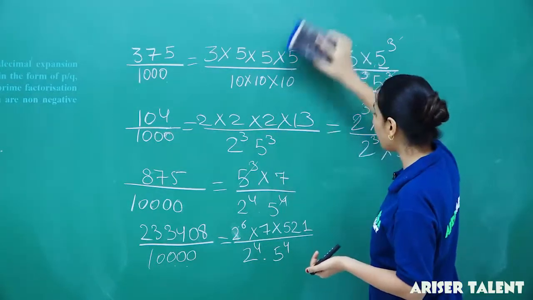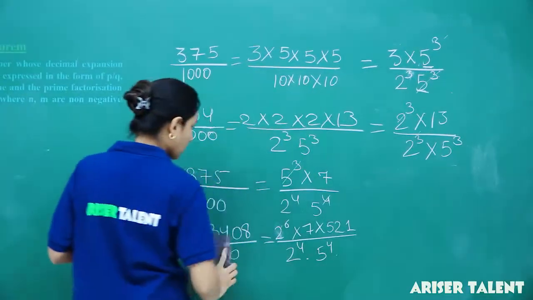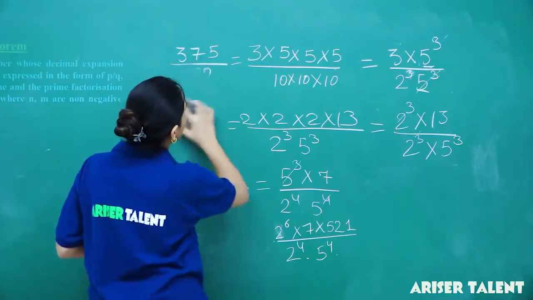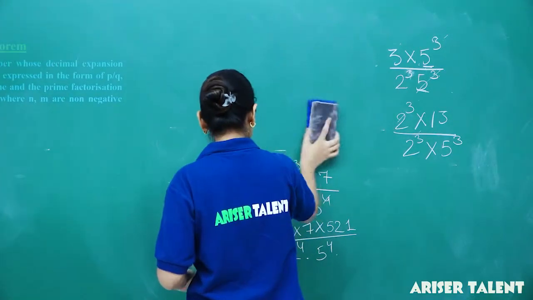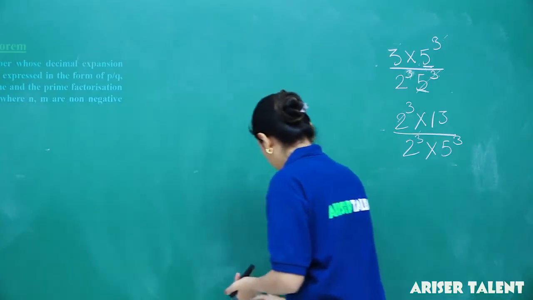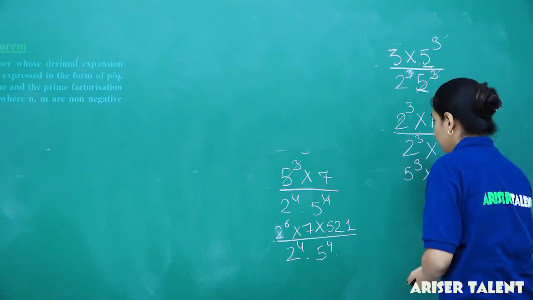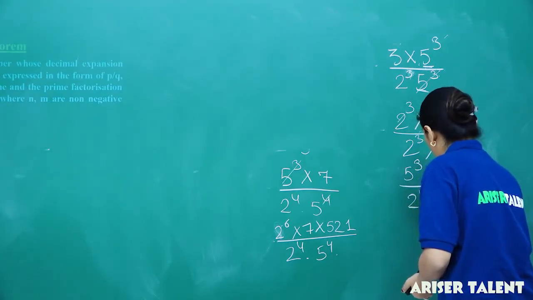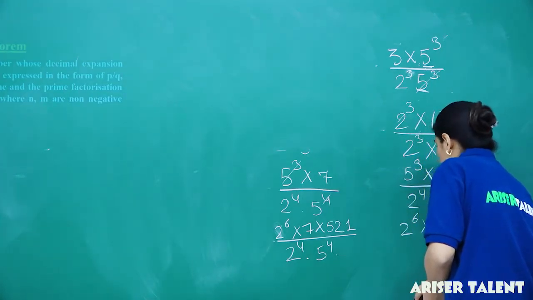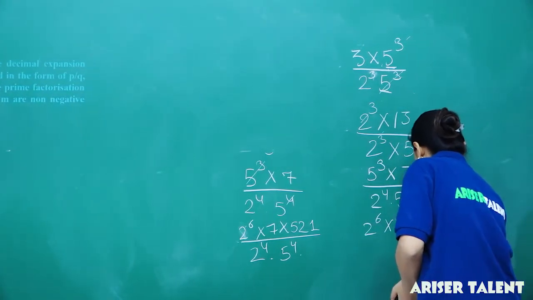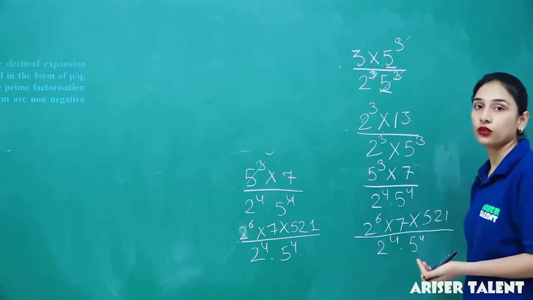Let me rub this part only. I am not rubbing this part. Okay, and we will write these terms also here: 5 raised to power 3 by 7, 2 raised to power 4, 5 raised to power 4, 2 raised to power 6 by 7 by 521, 2 raised to power 4 and 5 raised to power 4. Okay.